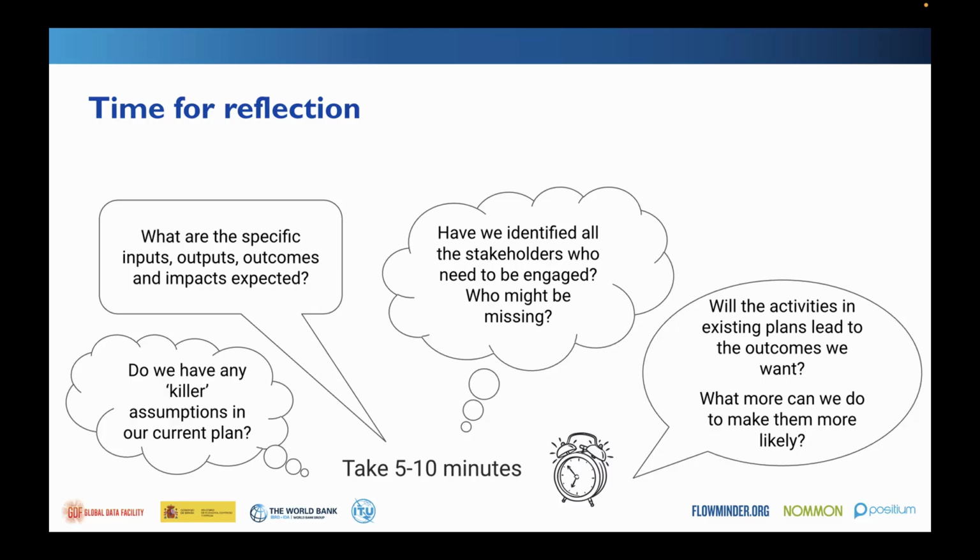Take a moment to think about what this tells you with regard to how you're thinking about a design of a project in your location. What are the specific inputs, outputs, outcomes, and impacts that you expect for your project? Do you have any killer assumptions in your current planning? Have you identified all the stakeholders who need to be engaged? Who might be missing? And will the activities in the existing plan lead to the outcomes that you want? What can you do to make them more likely?